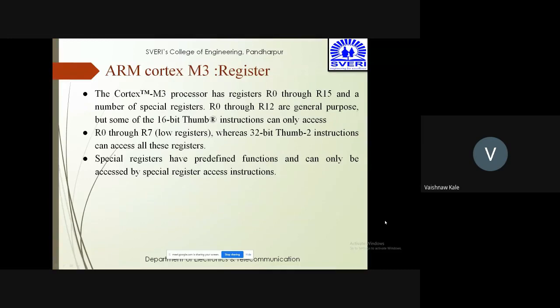Now, after memory mapping and debugging support, the most important thing is registers. It has general purpose registers from R0 to R12, and some 16-bit Thumb instructions can only access some of them.